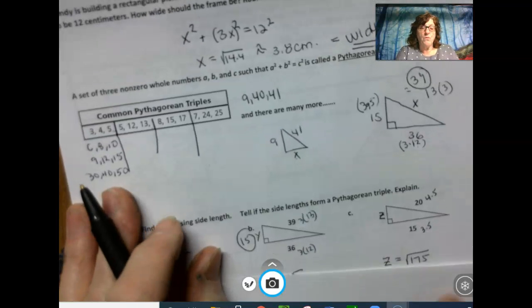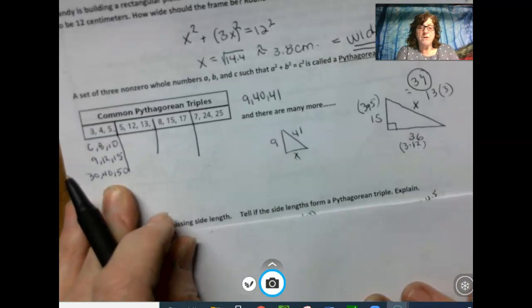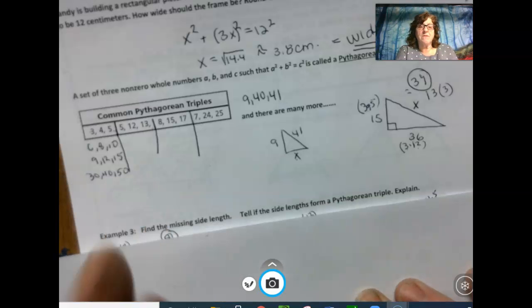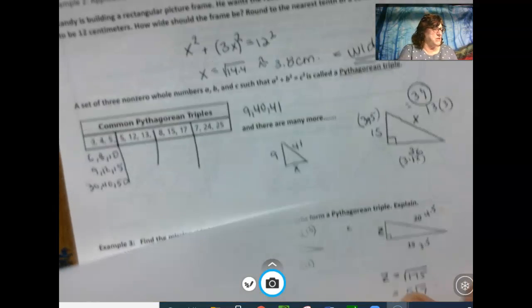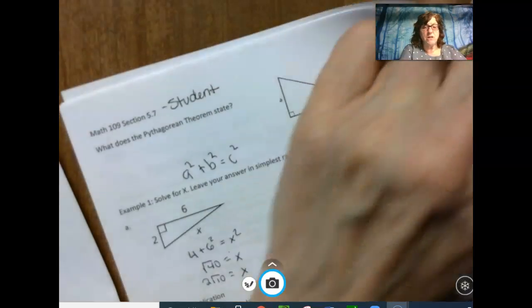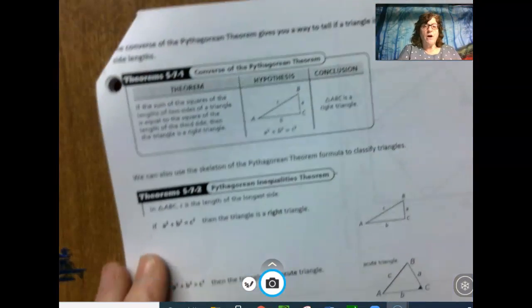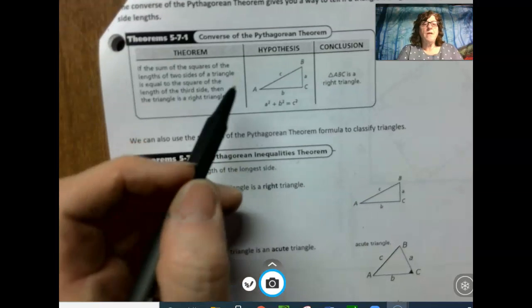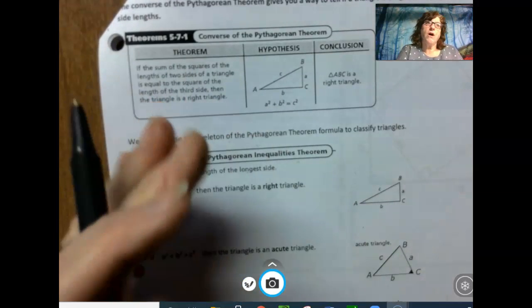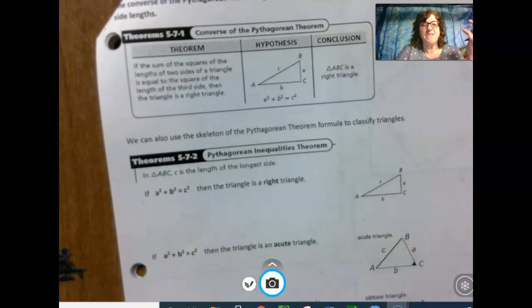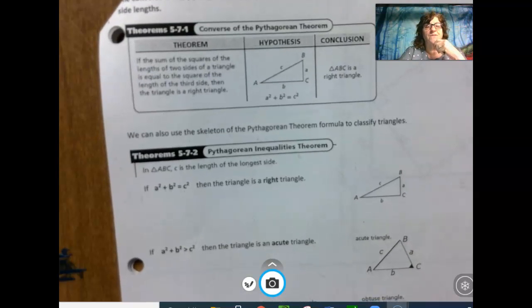The other thing too that you want to always check to make sure is that the measurements of the 3 lengths that I give you actually make a triangle. So that's another thing that you want to pay attention to, and that's going to come up in the next section when we talk about the converse of the Pythagorean theorem. The converse of the Pythagorean theorem, sorry about that, is saying that if the sum of the squares of the lengths of the 2 sides of a triangle is equal to the third side, then it's a right triangle.